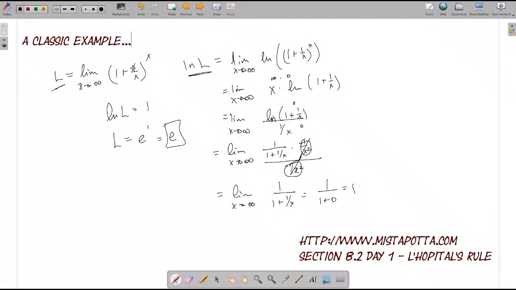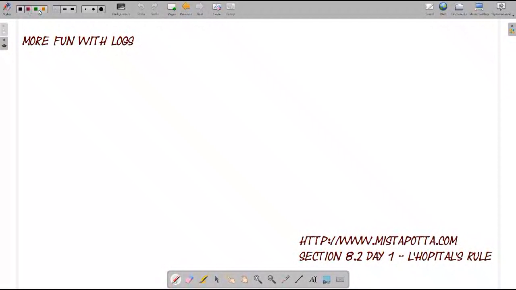So this is a classic example of one of the limits that we've solved, and we can do this using L'Hopital's rule. I talked about the other two indeterminate forms, and I want to try at least one of those here. So more fun with logarithms. By the way, all of these indeterminate forms, like 1 to the infinity, or infinity to the 0, or 0 to the 0, all of these involve using natural log to try and evaluate the limit.